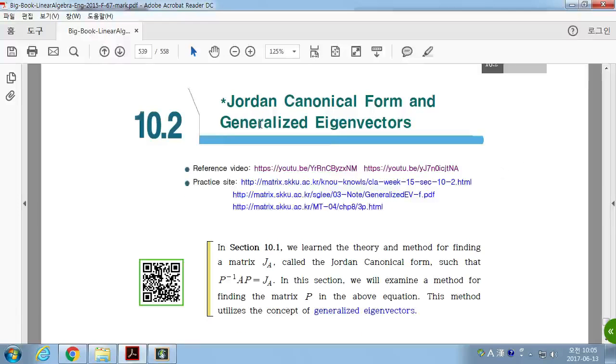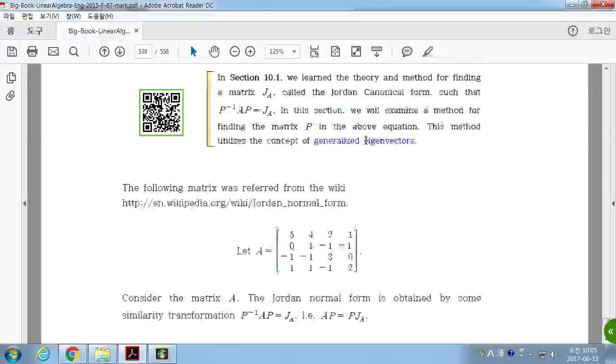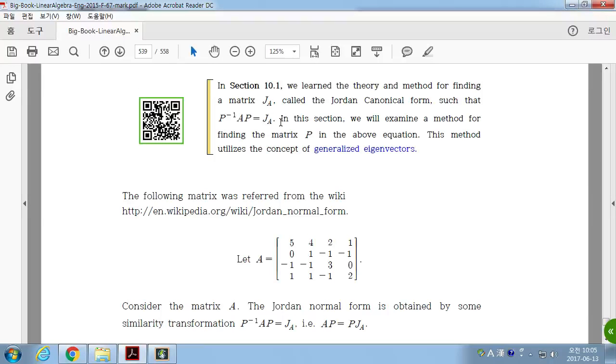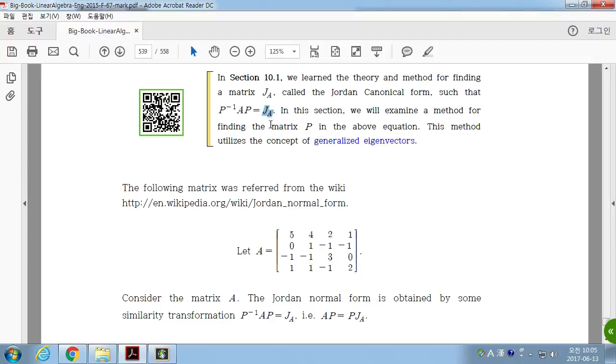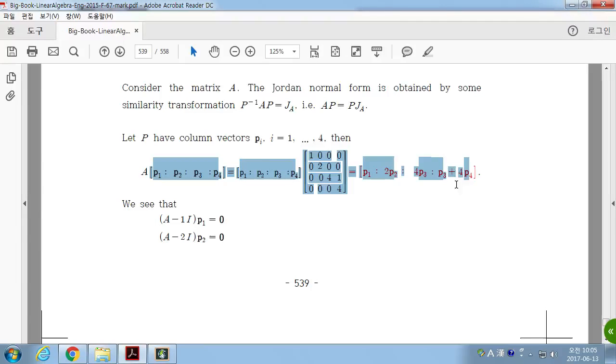of A. And section 10.2 tells us the relationship between the Jordan canonical form and generalized eigenvectors. The generalized eigenvectors are the column vectors of the matrix P that makes P inverse AP equal to the Jordan canonical form of A. We call these columns the generalized eigenvectors, and they can be found with these relationships. If we have a Jordan canonical form, we should have a relationship like that.